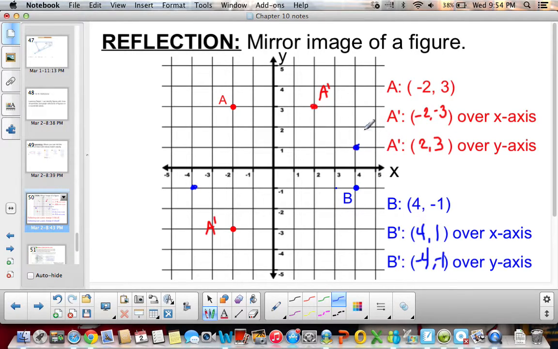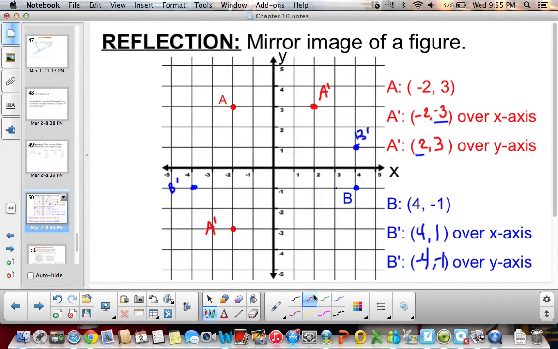So B prime over x-axis, B prime over y-axis. So if we look at this, we start with -2, 3. Over the x-axis, our x stays the same, our y value changes. Over the y-axis, our x value changes, our y value stays the same.